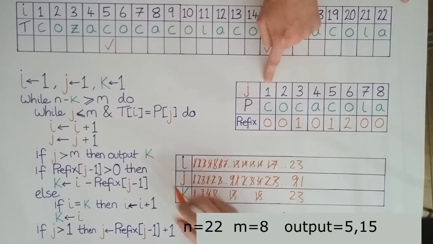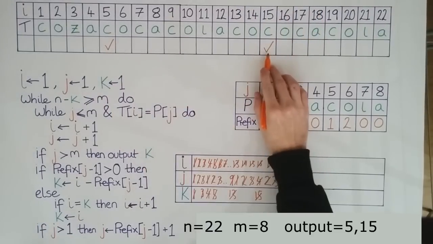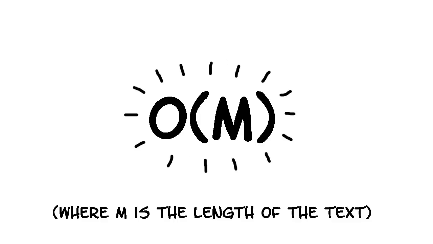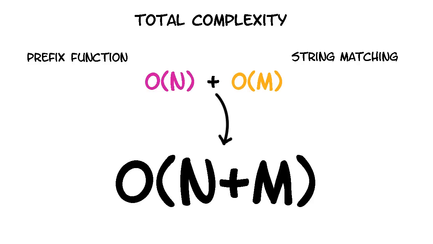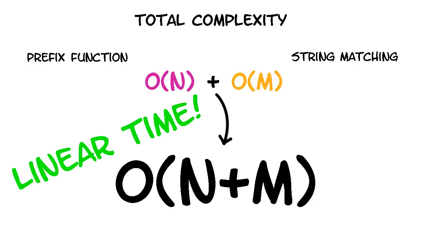And we can see that the final matches start at 5 and 15. This part of the algorithm has a complexity of O(m). Therefore, the total complexity of the KMP algorithm is O(n plus m), which is in linear time and far faster than our naive solution.